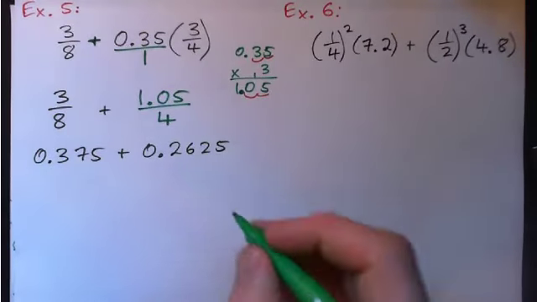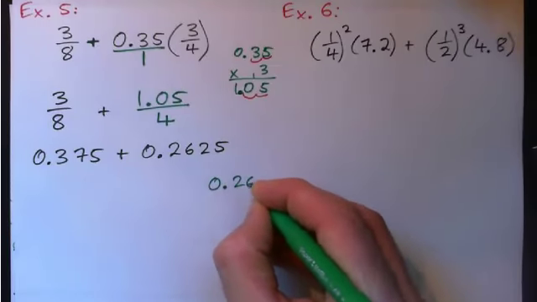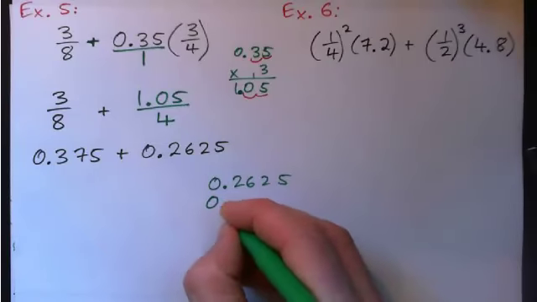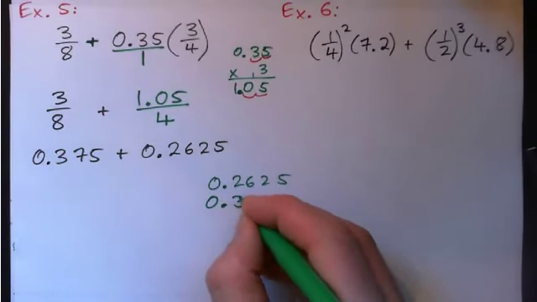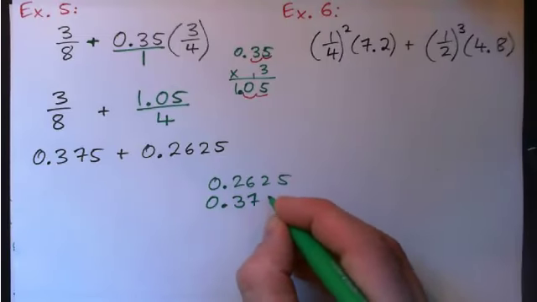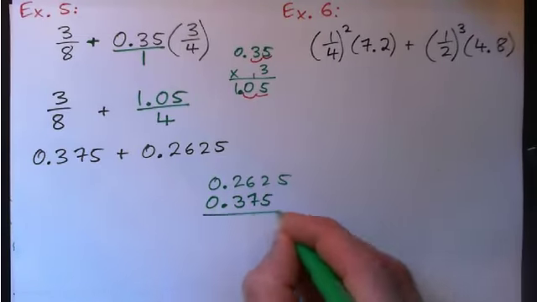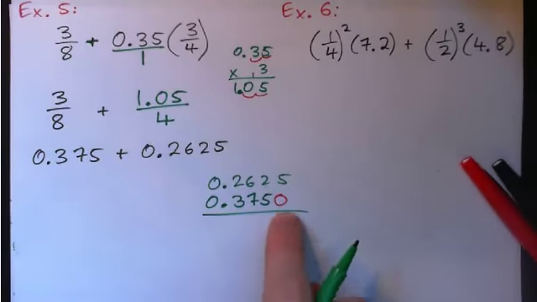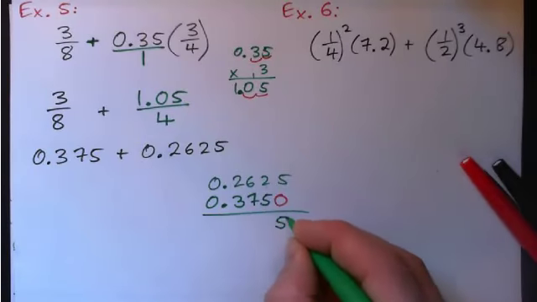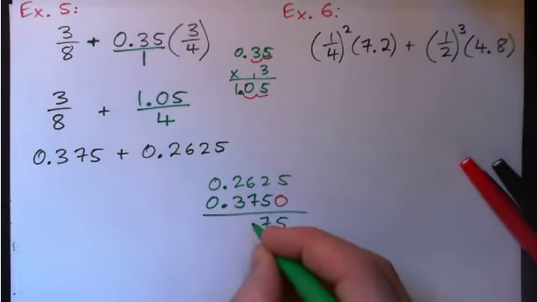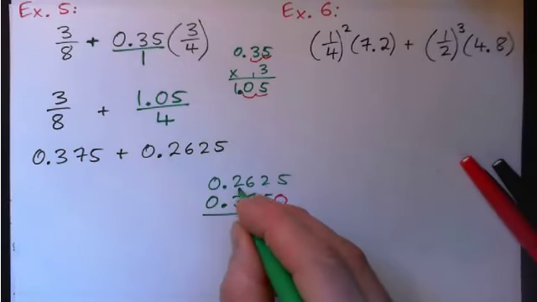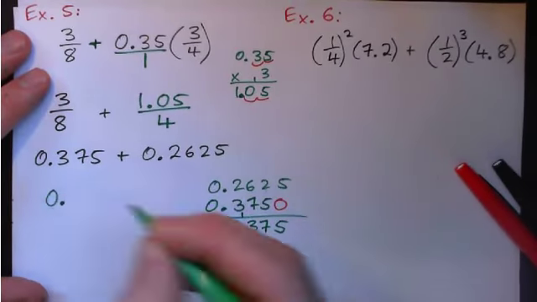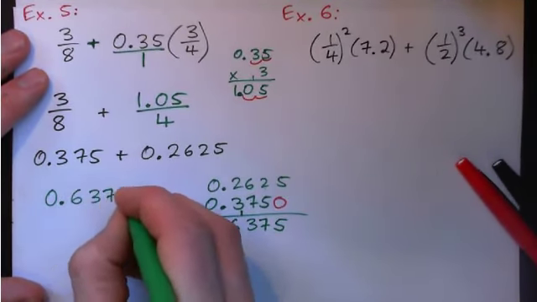And if I add decimals, I must put the decimal points underneath each other because I'm adding tenths with tenths, hundredths with hundredths, and thousandths with thousandths. Okay? And I can stick an extra 0 onto this guy for a 10,000th placeholder. So 5 and 0 is 5, 2 and 5 is 7, 6 and 7 is 13, carry the 1. And that gives 6, and then we have this. So 0.6375 is the answer here.